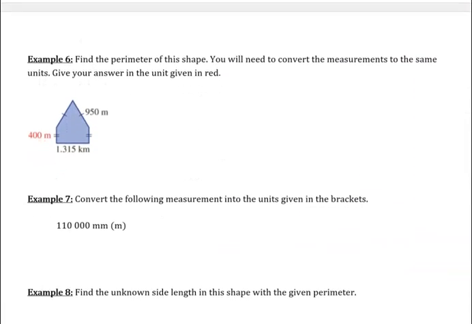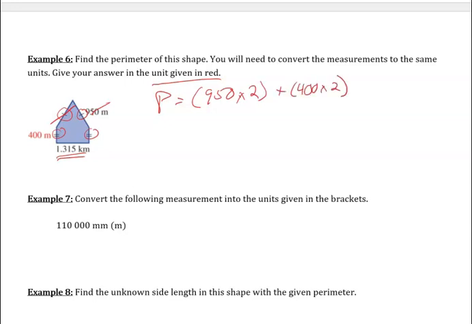Find the perimeter of the shape. Now we need to convert, and I'll give our answers in red. Well, that makes sense. So we've got meters, noticing these two are the same, and noticing that these two are the same. So really we just have to convert this puppy. So the perimeter is going to be 950 times 2, because that's in meters. That's these two, plus 400 times 2. And the only reason I'm not writing it 400 plus 400 is I just don't want to, but you can.